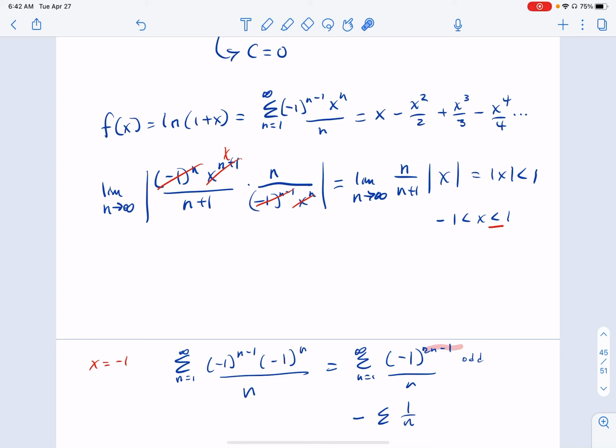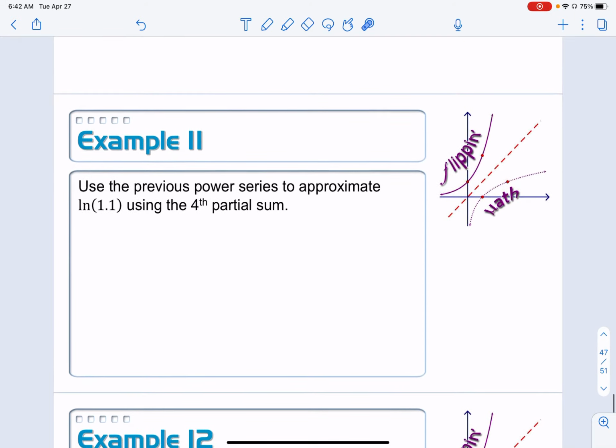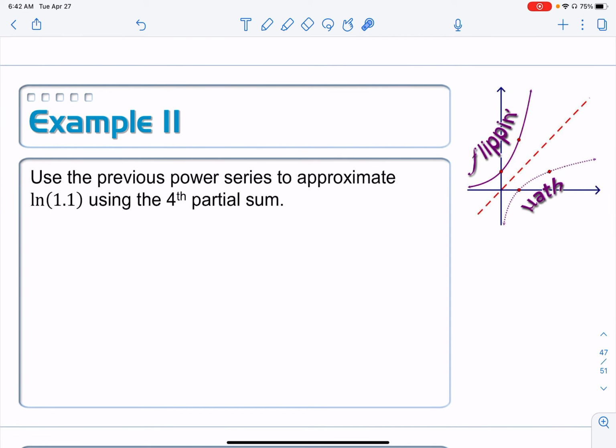Now then, let's go back up here to the fact that our series is alternating. It is an alternating series, which means that whenever we go to evaluate, say, the natural log of, I don't know, let's say the natural log of 1.1, for example, we should be able to approximate it very, very easily with an alternating series, and then figure out how far off we are with the alternating series remainder, the error. That's what we're going to do right here, this last exercise for this video, but it's not the last exercise overall, of course. Use the previous power series to approximate the natural log of 1.1 using the fourth partial sum. This guy right there. Okay.